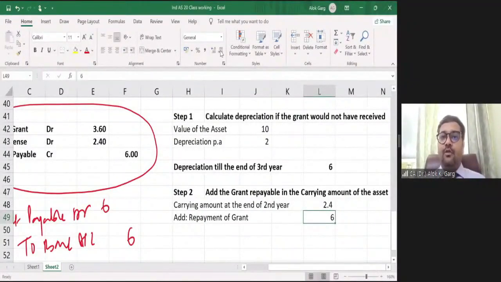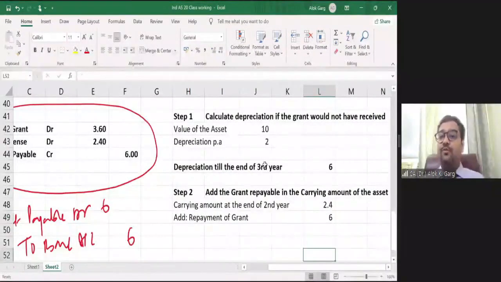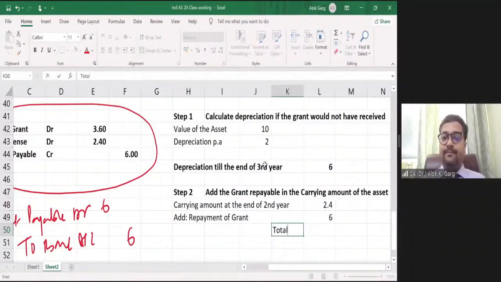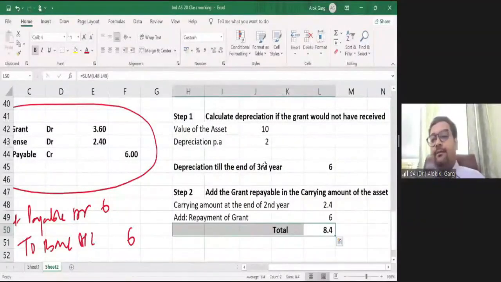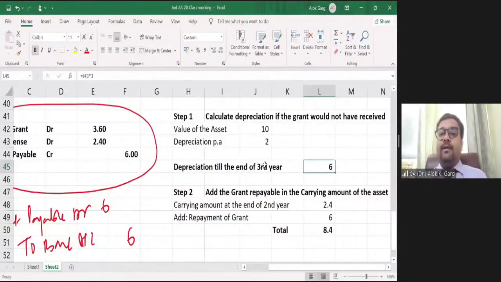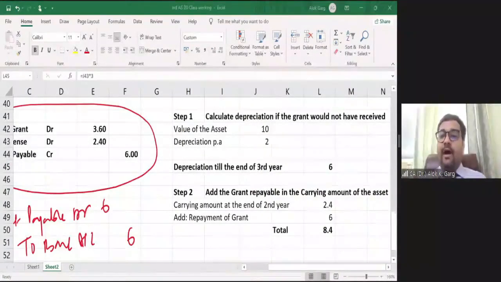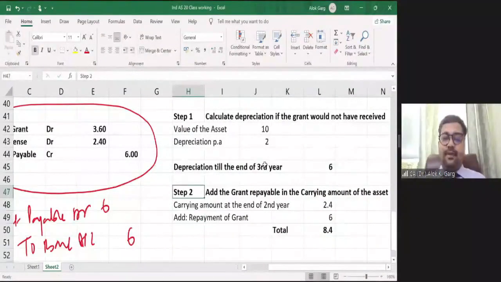So what is the total value? The total value is coming out at 8.4 lakh. So the standard says that it is coming out at 8.4 lakh. Now your total depreciation till the end of the third year is 6 lakhs. And how much depreciation has already been charged?